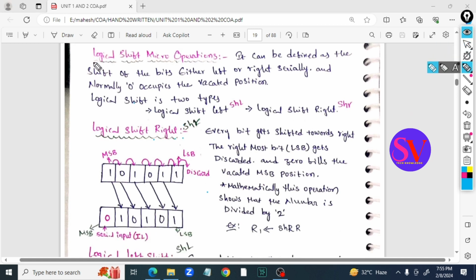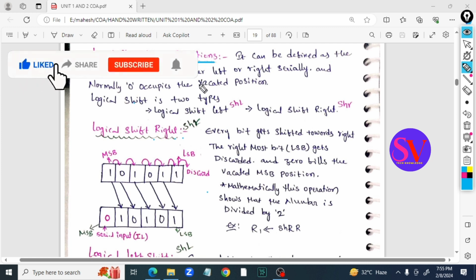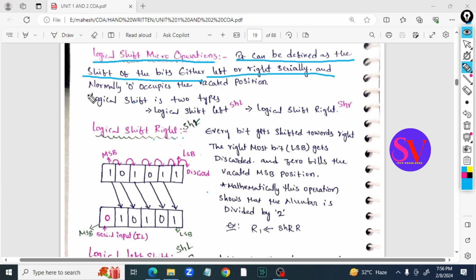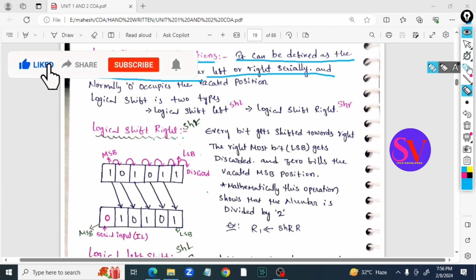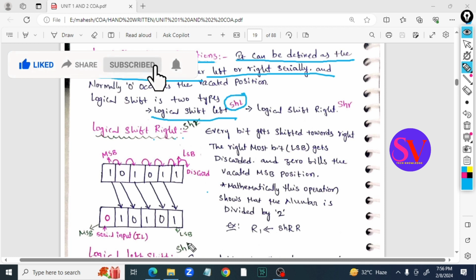Here we will discuss the first type, logical shift micro operations. A logical shift micro operation can be defined as a shift of the bits either left or right serially, where normally 0 occupies the vacant position and the LSB or MSB is discarded. It is mainly of 2 types, as you know already. Logical shift left is represented with SHL, and logical shift right is represented with SHR.